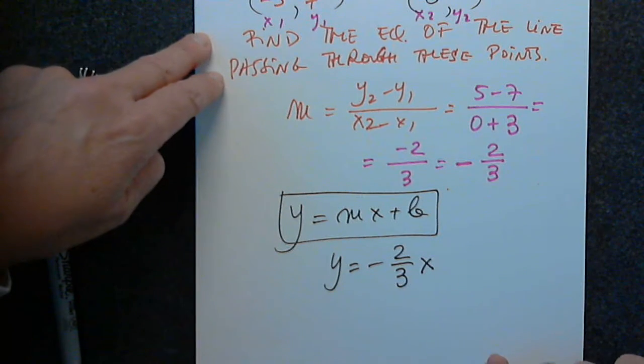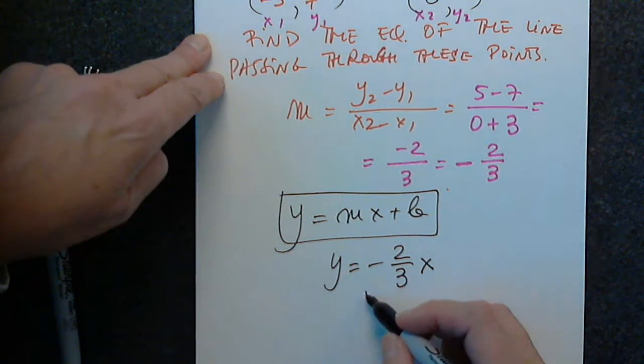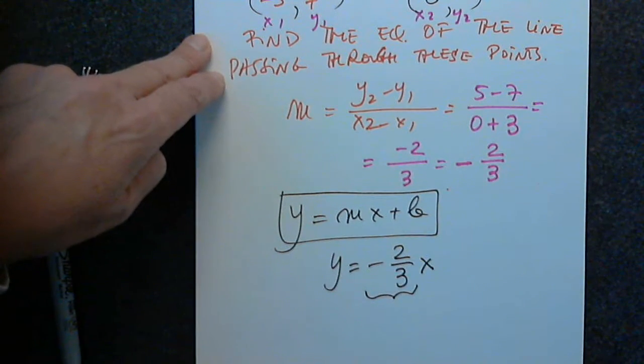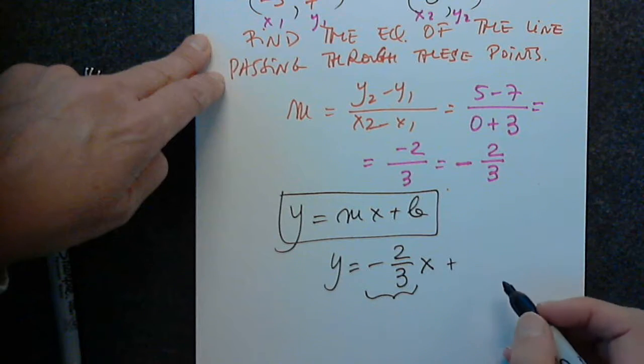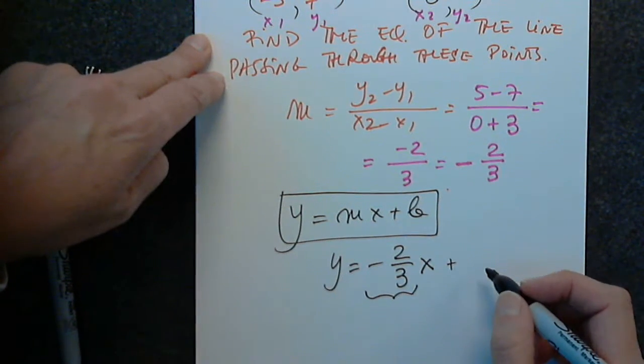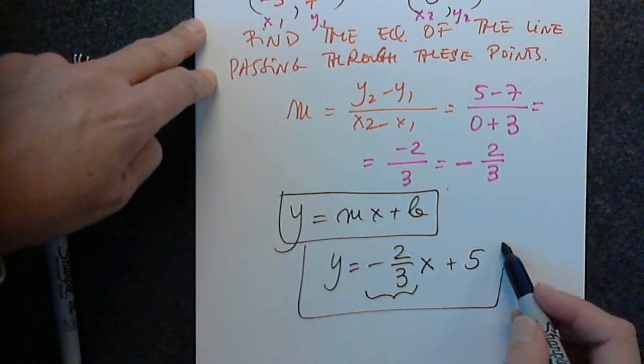Remember, some students say the slope is negative 2/3 x. No. The slope is only negative 2/3. It's not connected to x. It's the number in front of x. And then plus the y-intercept, which is 5. This is the equation.